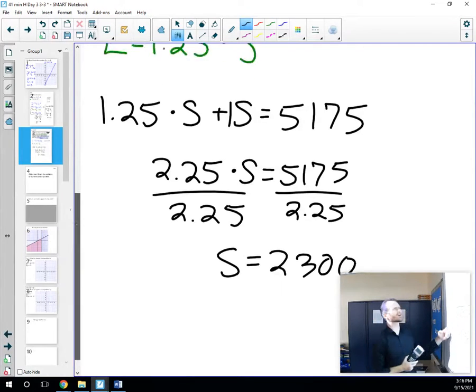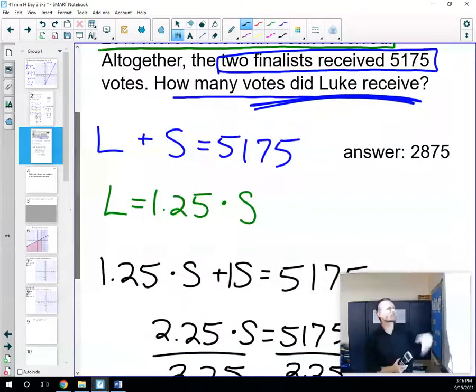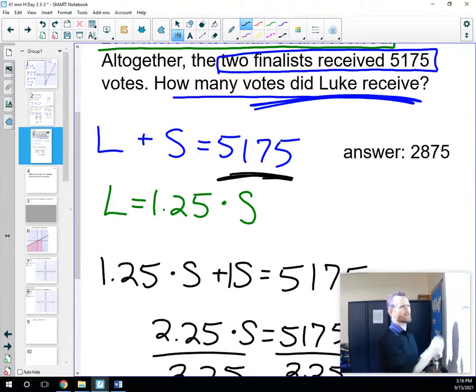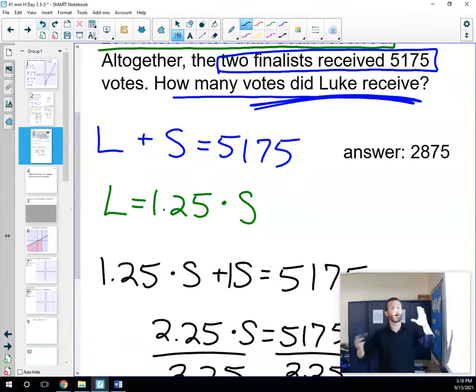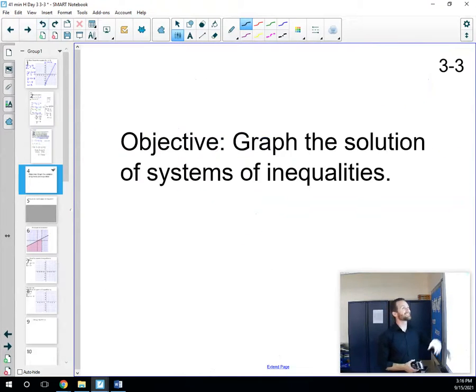2,300. But they were asking for Luke, correct? Yeah, they wanted Luke. So then you just subtract that from the total 5,175. So 5,175 minus 2,300. And you do get 2,875. Hopefully that made sense. So that was a long sort of prelude to the objective.